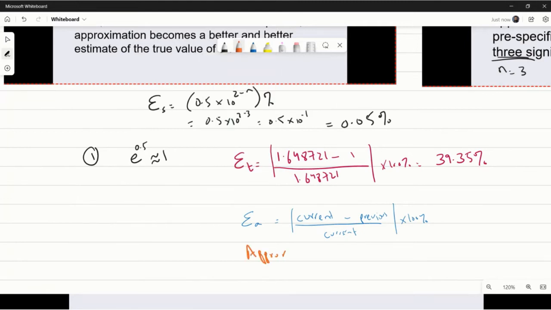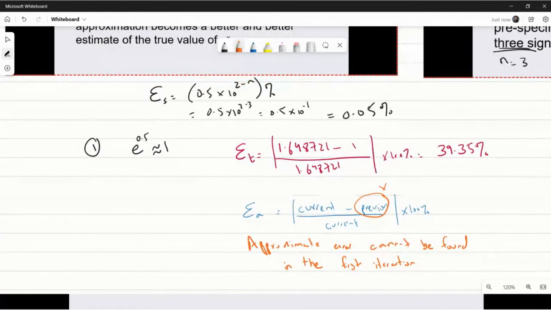Approximate error cannot be found in the first iteration. Why cannot it be found? Because there is no previous value to compare the current value with. Okay, so we cannot find this value.